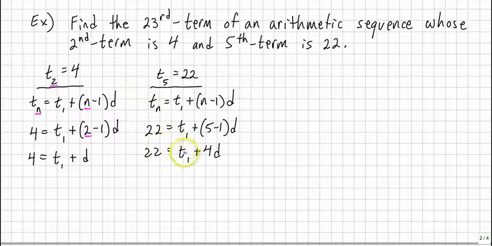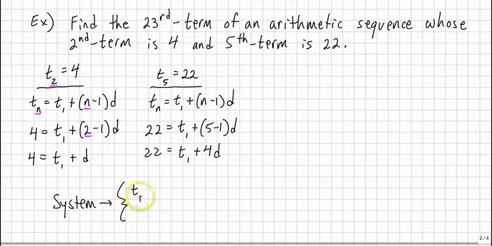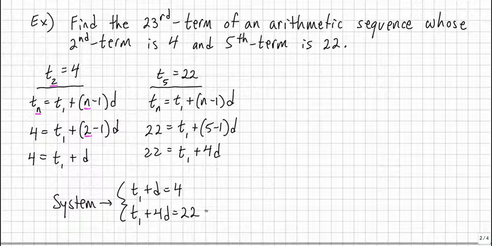So I still don't know what the first term is, and I don't know what the common difference is. But I do have two equations that both use t sub 1 and d. So we can write a system of equations where t sub 1 plus d is 4 and t sub 1 plus 4d is 22. Now you can solve this system however you would like, whatever your personal preference is. As you may remember from when we studied systems earlier this year, I prefer elimination.